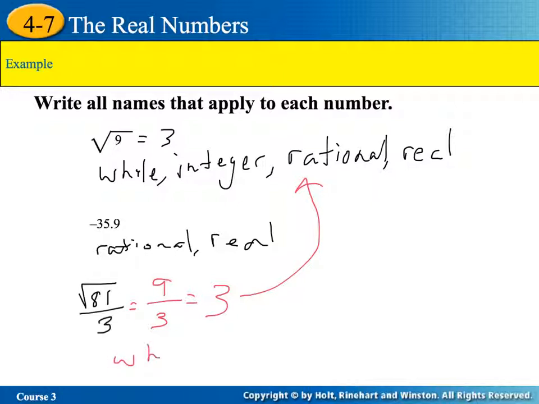My answers are whole. All whole numbers are integers. All integers are rational. All rational numbers are real numbers. All right? Done. We are done with this slide. Not today. I hope you weren't thinking we were done for the day.